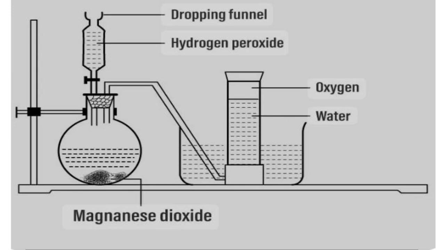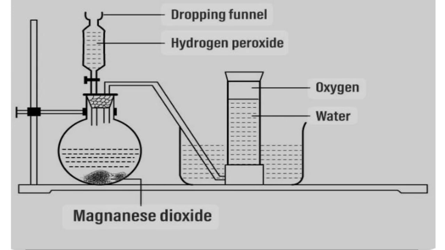Laboratory preparation of oxygen gas. Preparation of oxygen gas in the laboratory can be done in several ways. The first way is through the decomposition of hydrogen peroxide in the presence of manganese(IV) oxide as a catalyst.